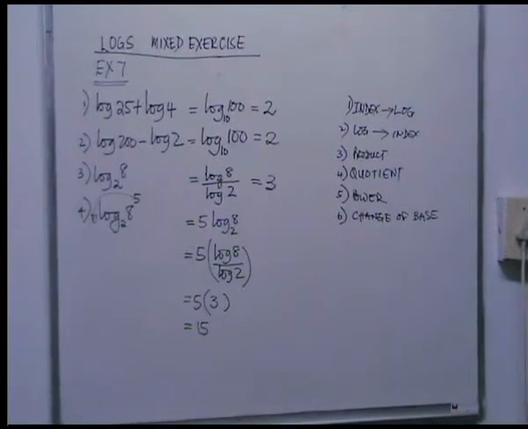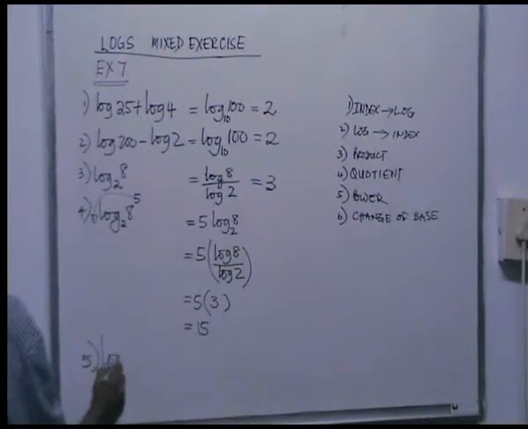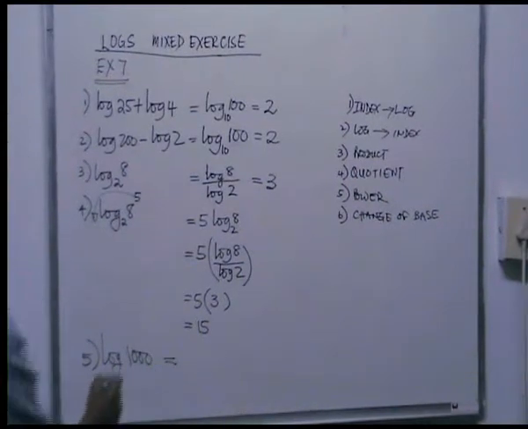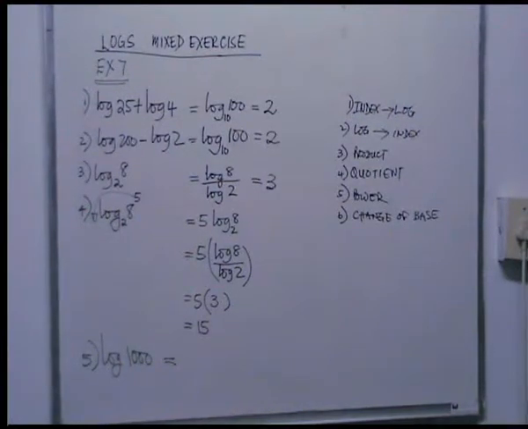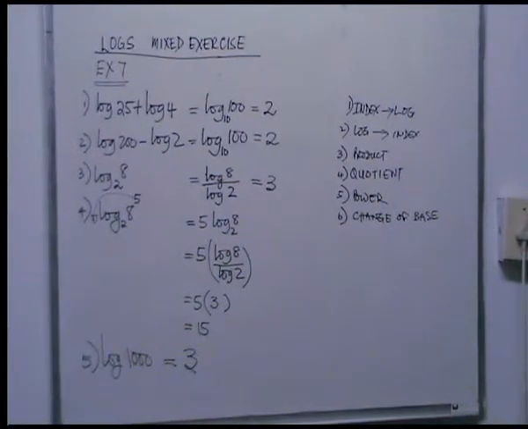And finally, the last one, number 5 that was on the board, was log of 1000. Well, that's already in base 10. You simply put it in your calculator. You just press log 1000, and in the calculator you get the answer 3. So those were the answers for number 1 to 5.